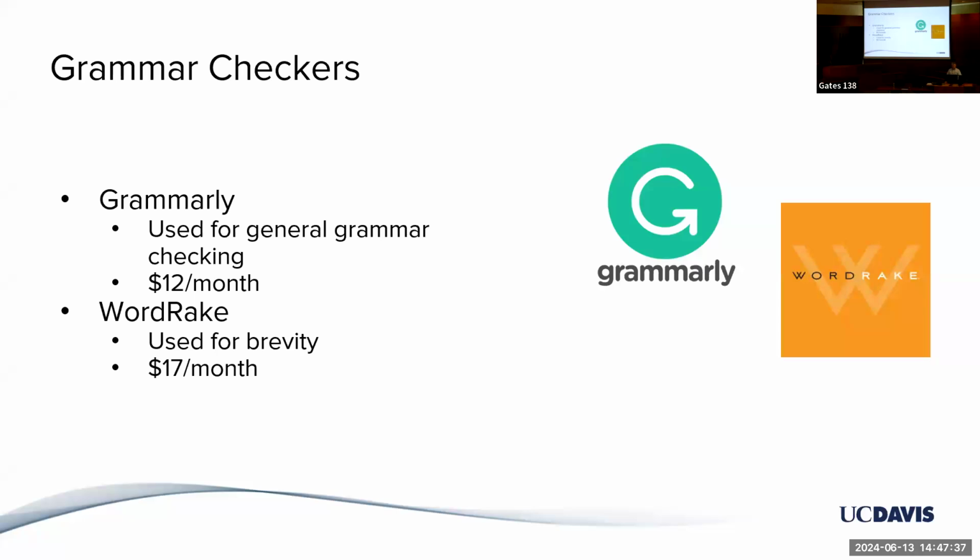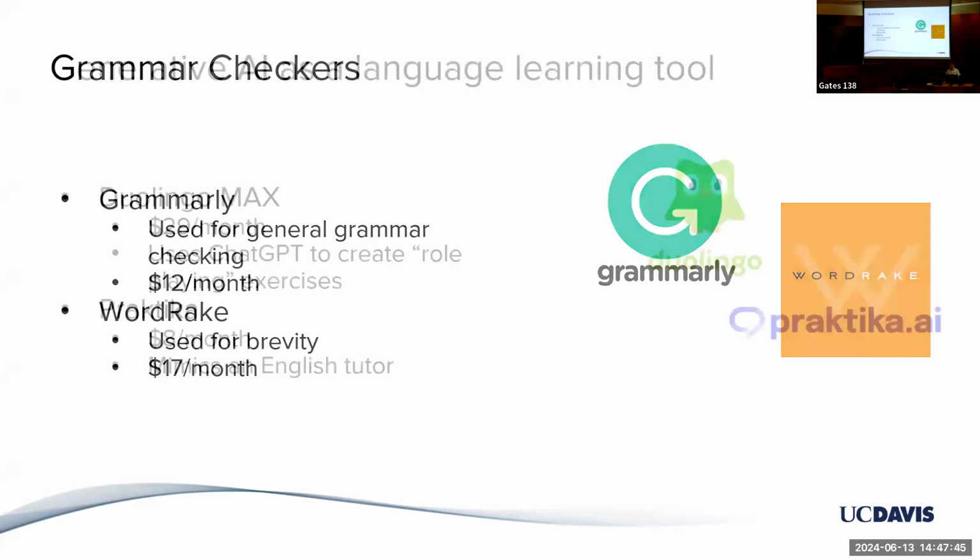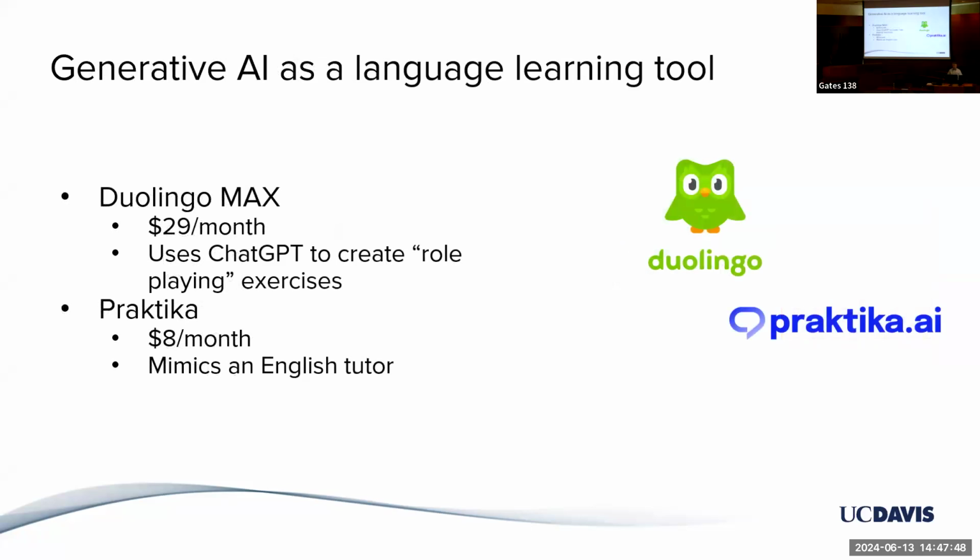And you're going to find that a lot of these tools are going to be incorporating generative AI elements very soon. In fact, generative AI as a language learning tool is an avenue that is going to emerge within the next year or so. We already have some tools at our disposal here that can be used for second language acquisition that incorporate generative AI. There's Duolingo Max, which is $30 a month, and it uses ChatGPT to create role-playing exercises.